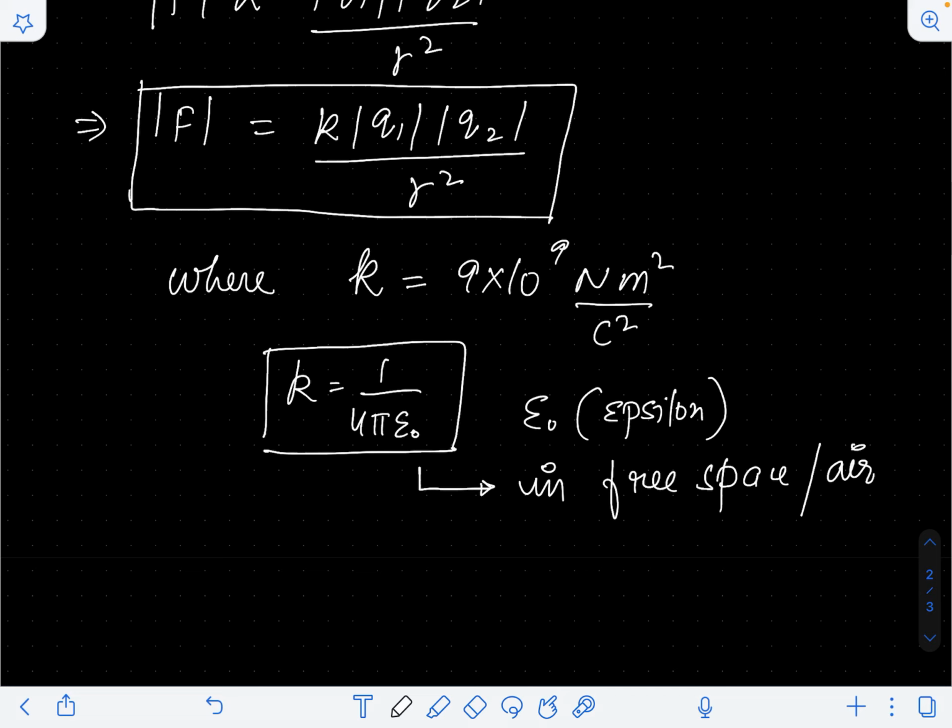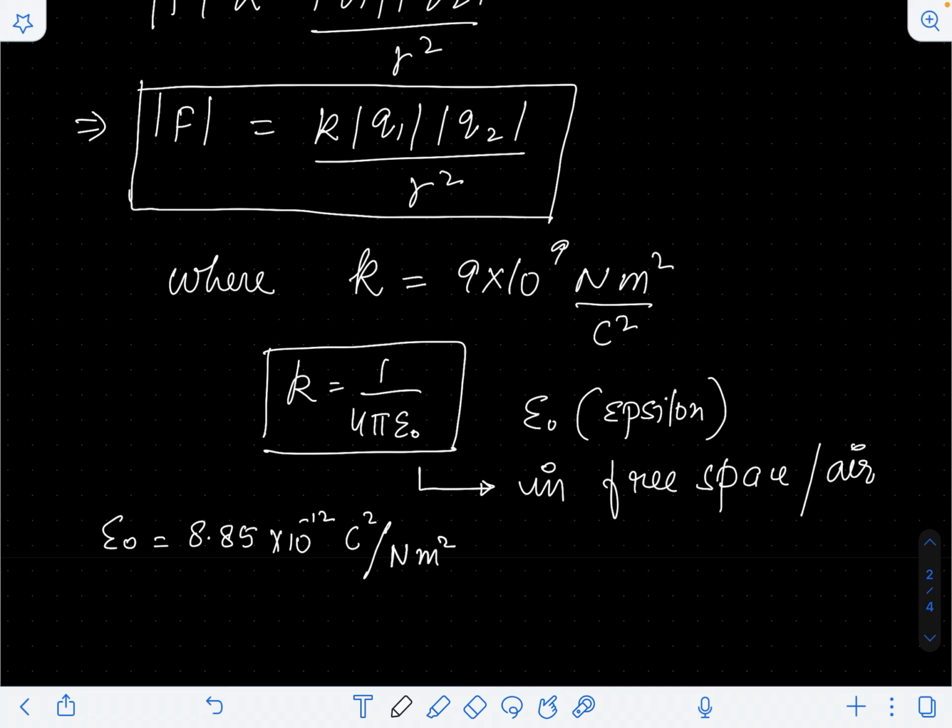But if the medium between the two charges is free space or air, then the value of K is 9 into 10 raised to power 9, and in 99% of the numericals we will use this value. Otherwise, if nothing is stated about the medium between the two charges, then by default we will consider it as air. The value of epsilon naught is 8.85 into 10 raised to power minus 12 Coulomb square per Newton meter square. This is its value in terms of SI unit. We will keep this value in mind.